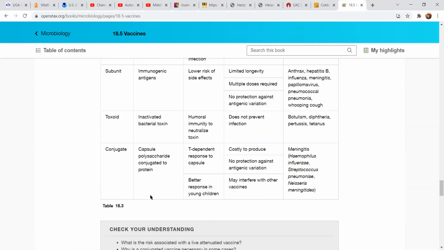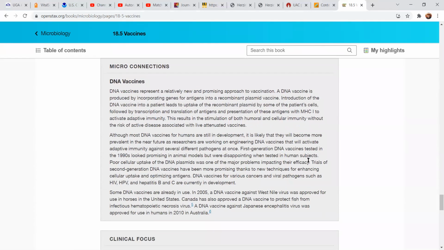And then conjugate is when the capsule is conjugated to a protein. These are pretty expensive. And these are things like some of the meningitis vaccines. So you've heard the meningococcal conjugate vaccine, or the MCV, or the pneumococcal conjugate vaccine, or PCV. These bacteria produce capsules. And so if we receive immunity against that capsule, then that basically allows us to recognize the capsule and clear that disease from the body.